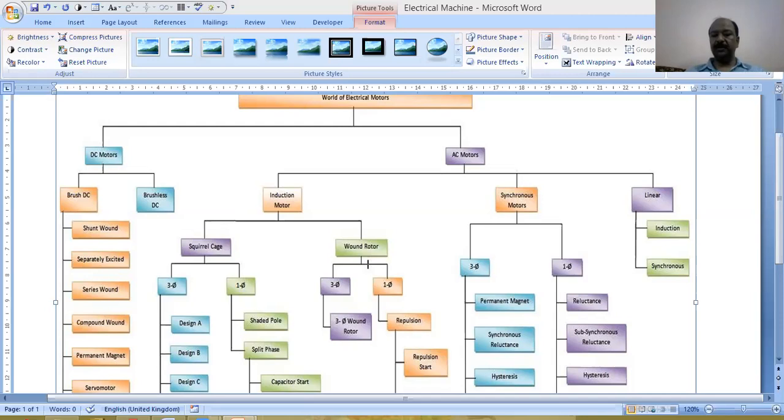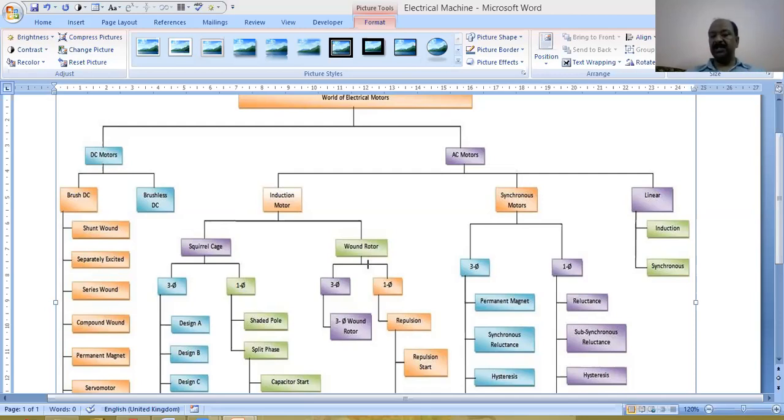Normally two types of AC supply are available: one is the single phase supply, and the other is the three phase supply. If we say it is three phase, then there are four types of designs: design A, design B, design C, design D. Whatever the requirement of the customer, the design will be changed accordingly, so it comes under these four standard designs.